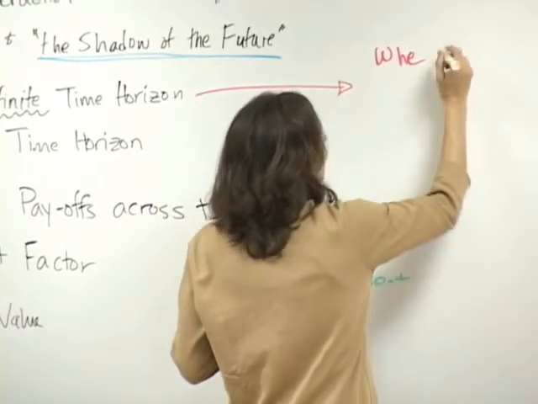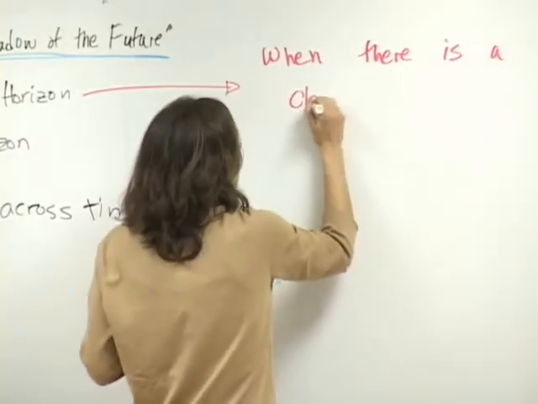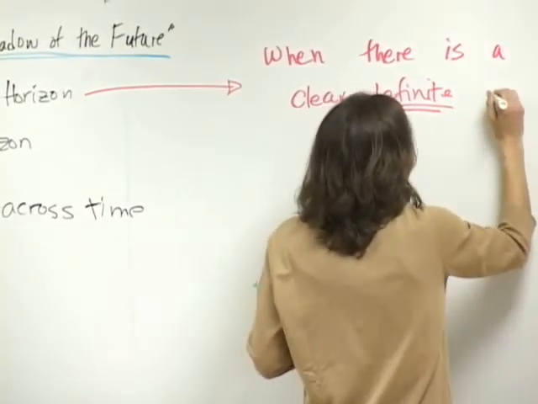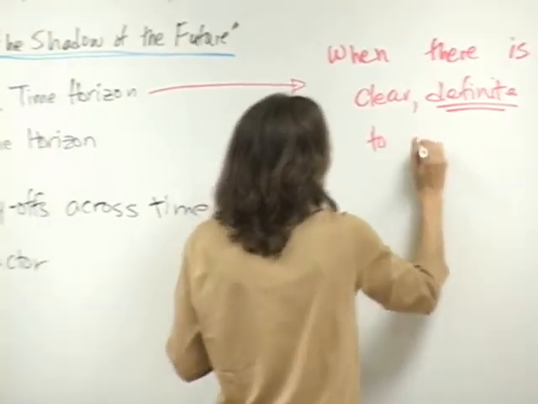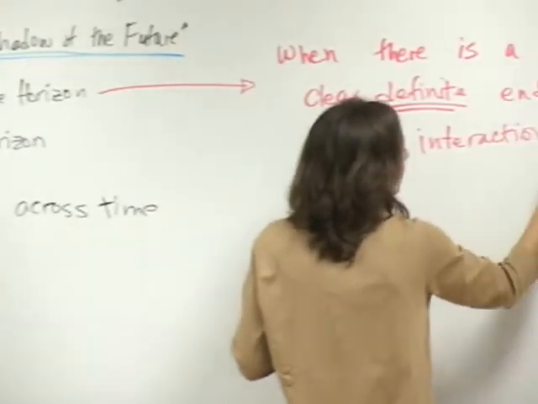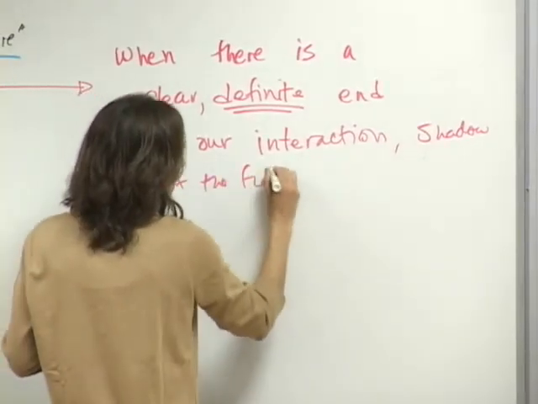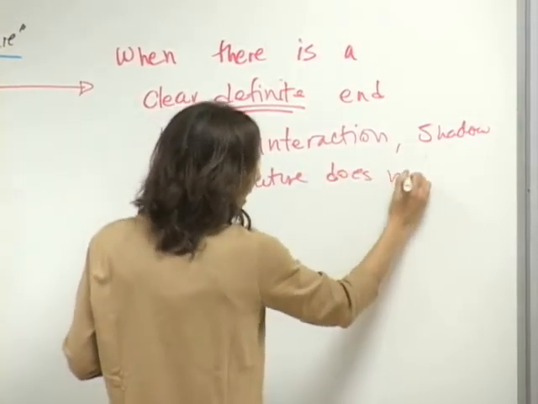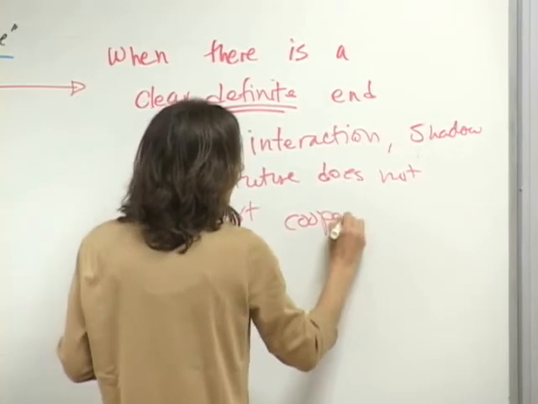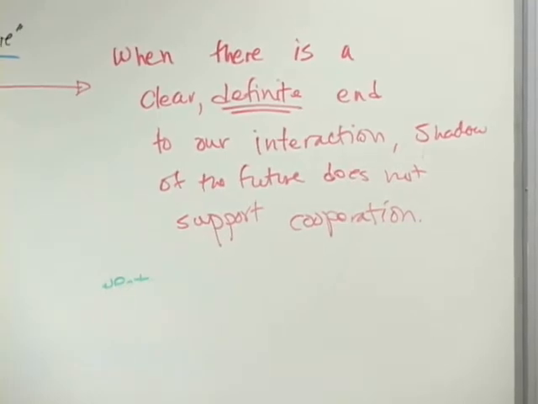When there is a clear, definite end to our interaction, the shadow of the future does not support cooperation.